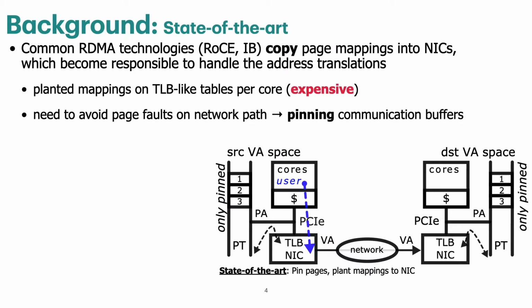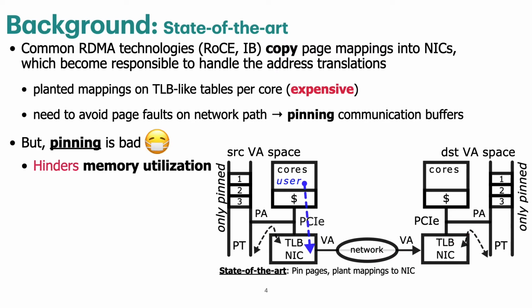So here we see an example. We have the source and the destination. Here we have the page table of a process, and the pages are already in memory, pinned, in this example. This is the state of the art, and also the mappings are planted in TLB-like tables here. So a request with a virtual address will be translated by the NIC to a physical address and will have access to the memory. And then in a similar manner, it will go to the destination.